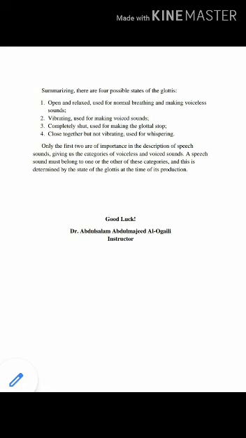Only the first two are of importance in the description of speech sounds, giving us the categories of voiceless and voiced sounds. A speech sound must belong to one or the other of these categories, and this is determined by the state of the glottis at the time of its production.